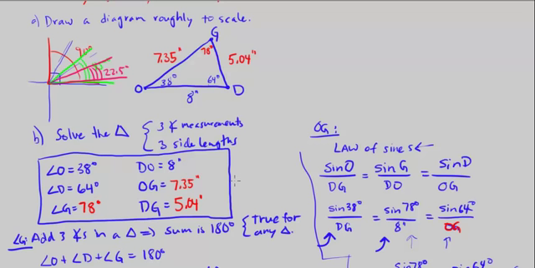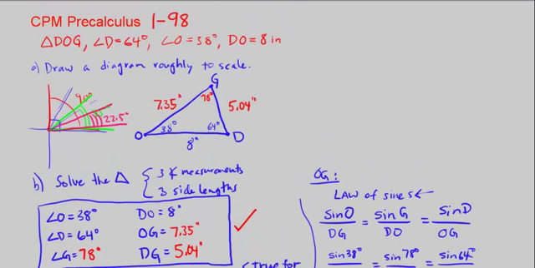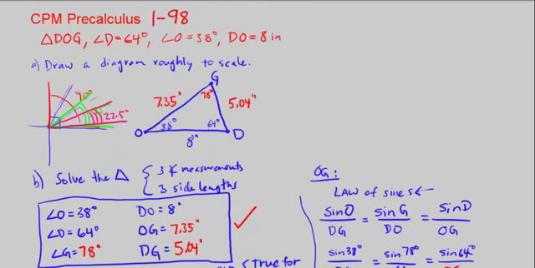And that right there is solving the triangle completely. I have all three angle measurements and all three side lengths. Okay, so finally I need to do part C. So part C is asking to calculate the area of our triangle, of triangle DOG.